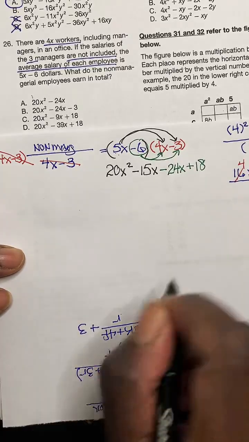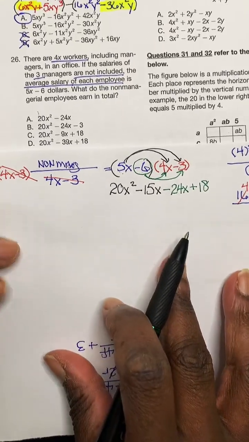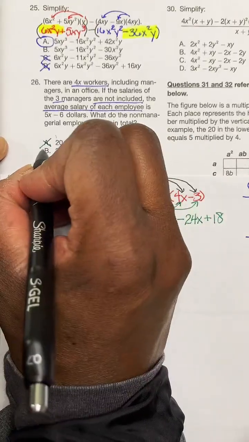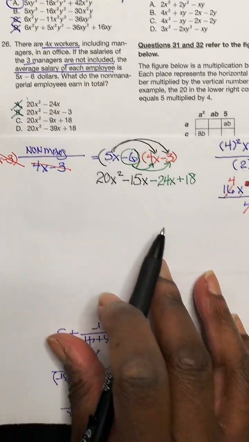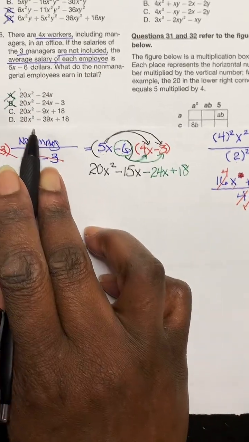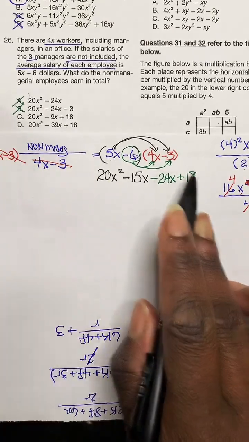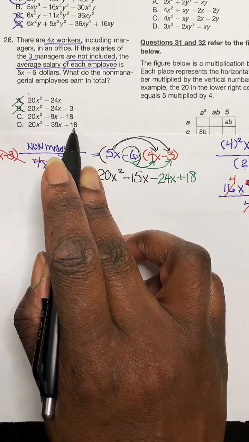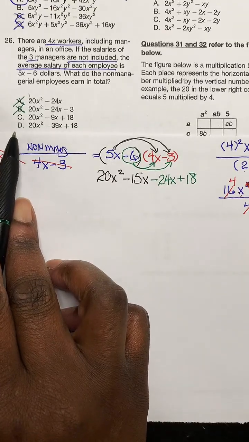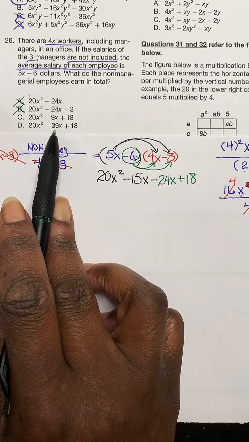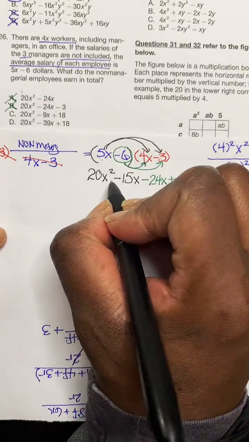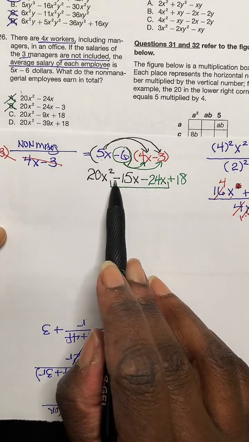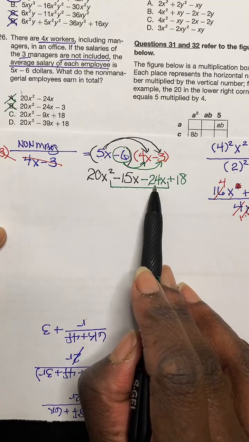All right. So just by doing this, I can look at my answer choices and right away I can get rid of A and I can get rid of B. The reason why is I have 20x squared, these are all 20x squared. I have a plus 18. These didn't have my plus 18, but these do. But what's different between C and D is what's happening here in the middle. So I know right here, these are my like terms, right smack in the middle. I have a negative 15 and a negative 24.